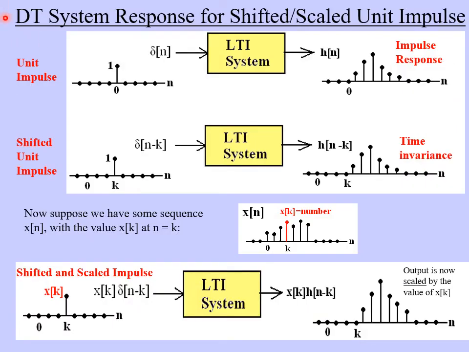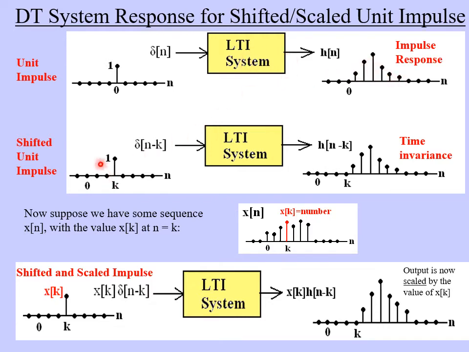So we can do a little bit more with this impulse. In fact, we can learn more when we scale or shift the impulse and look at the scaled and shifted impulse response. So to see what I mean here, remember, this is what we just showed in the last slide. Here we have a unit impulse, delta of n, and that goes into the system, and then the output of the system is h of n, which is the impulse response.